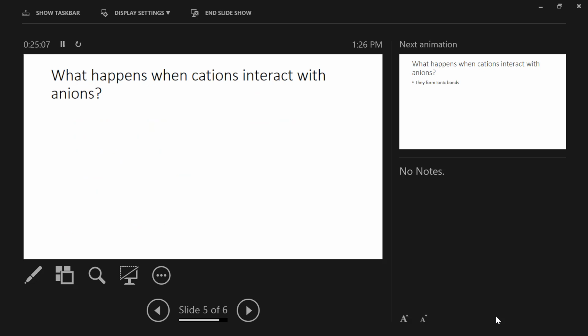All right. So our next question is this. Well, what happens when cations interact with anions? What happens? What happens when cations interact with anions?